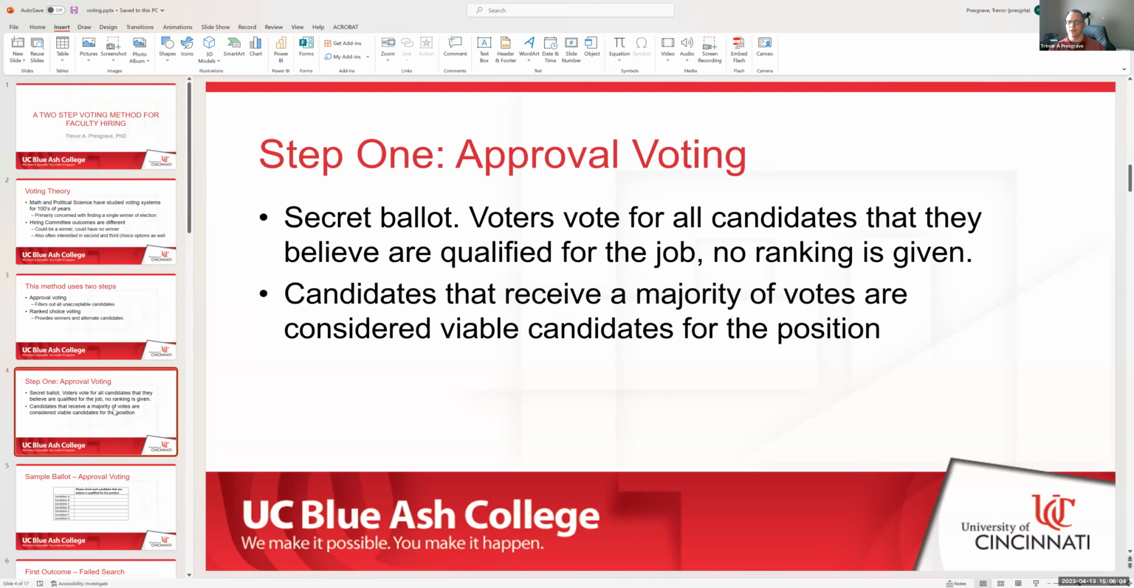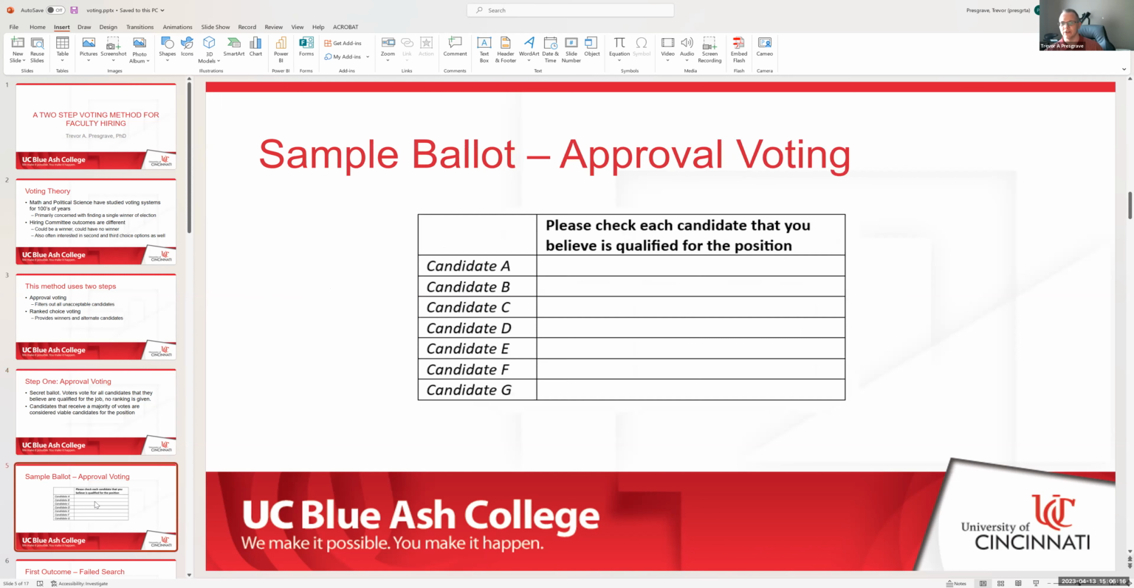So in approval voting, each voter is given a ballot with all of the candidates, and they just select, is this person qualified for the job, yes or no? So a ballot might look something like this. If you had a bunch of candidates competing for a position, each voter would just go through and mark each candidate that they believe is qualified for the position.